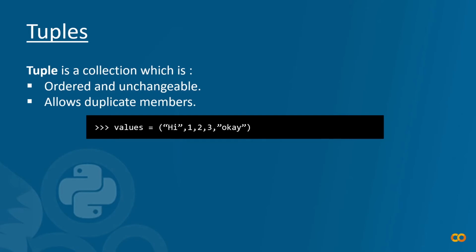And similar to the list, this is also an ordered one, like the first is first and the second and so on. But the difference is it is unchangeable, meaning once a tuple is created, then further elements cannot be added, removed or updated. And another property is it allows duplicate members, similar to the list itself, like you can have a single element more than one time. Okay, so that's it. And we may look at some methods in Google Colab.